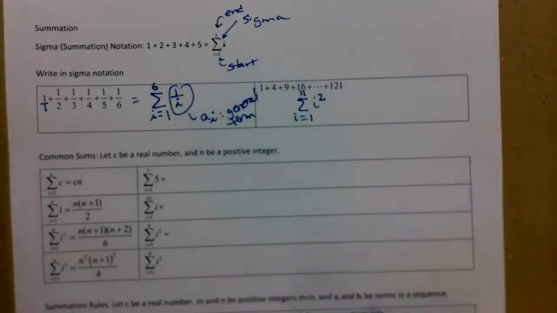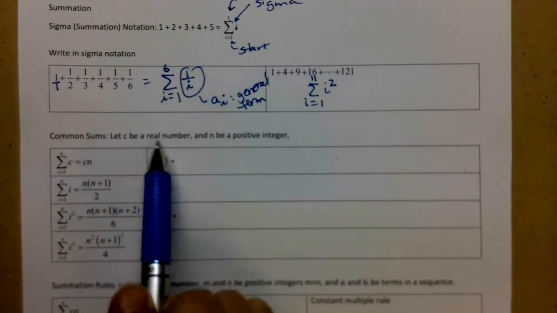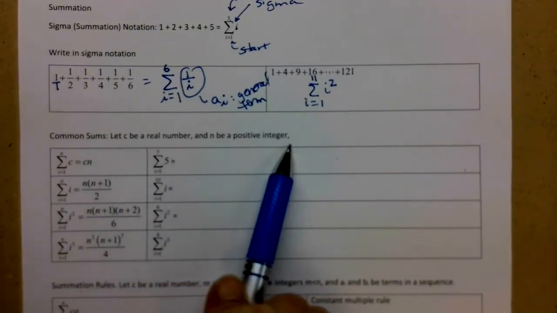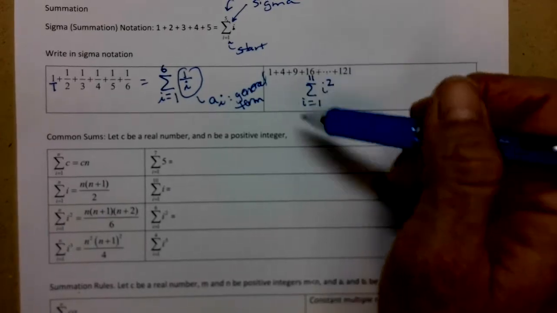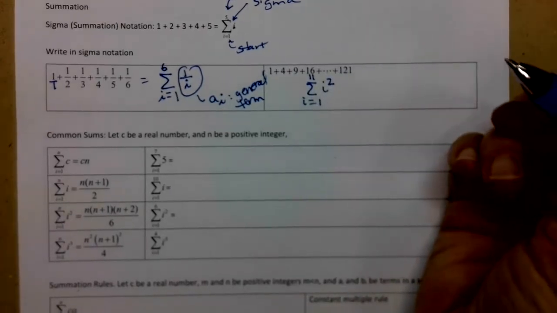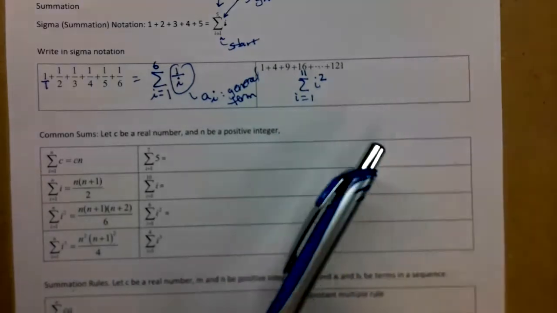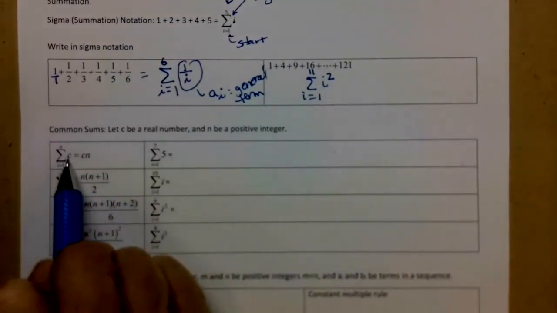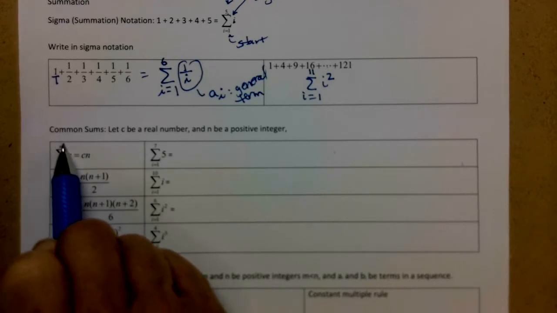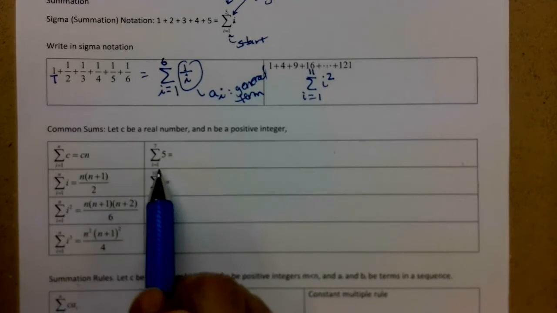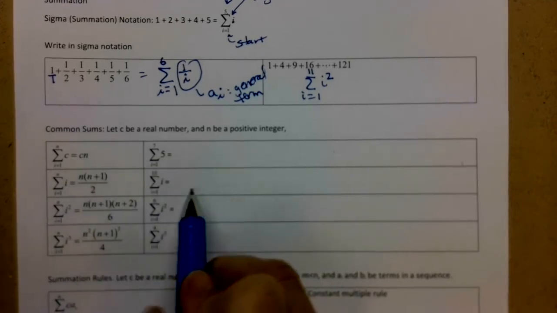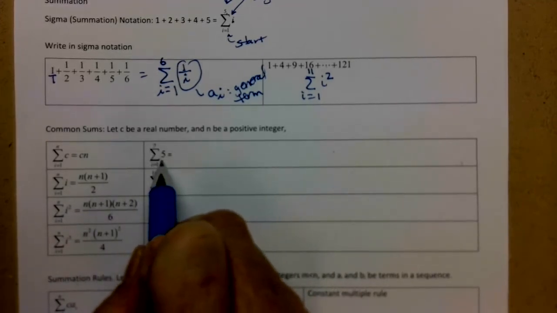Cool. Okay, so some common sums, and c is going to be a real number. n is a positive integer. As we're counting, this counter variable is going to be an integer and positive for us. So if we add up all of the constants from 1 to n, that is equal to c times n. Here's our first one. Let me do a numeric example for all these. So the sum from i equals 1 to 7 of the number 5.